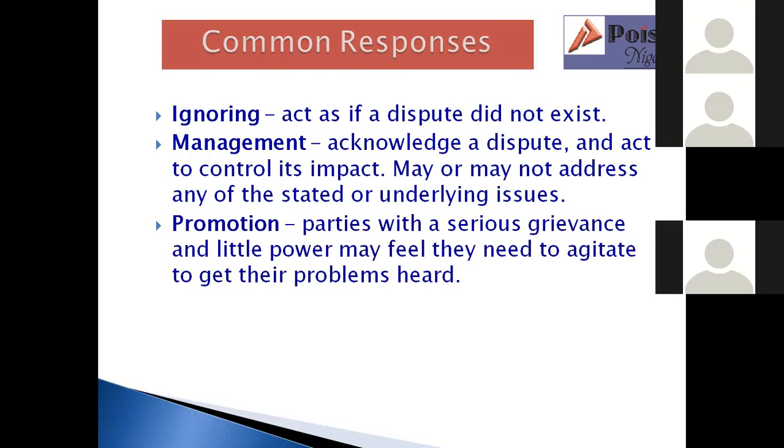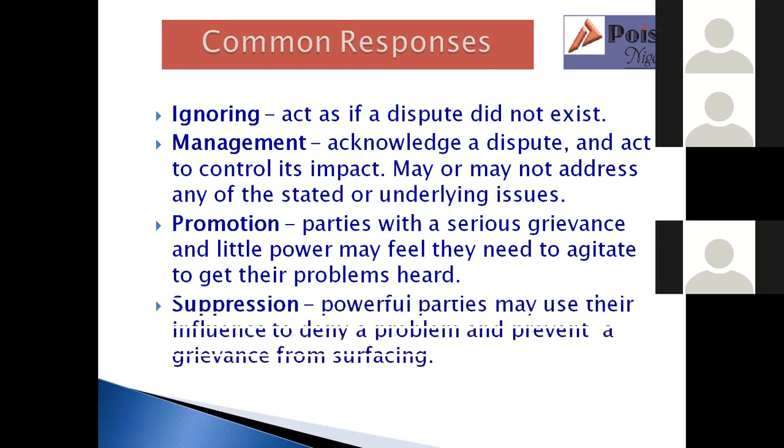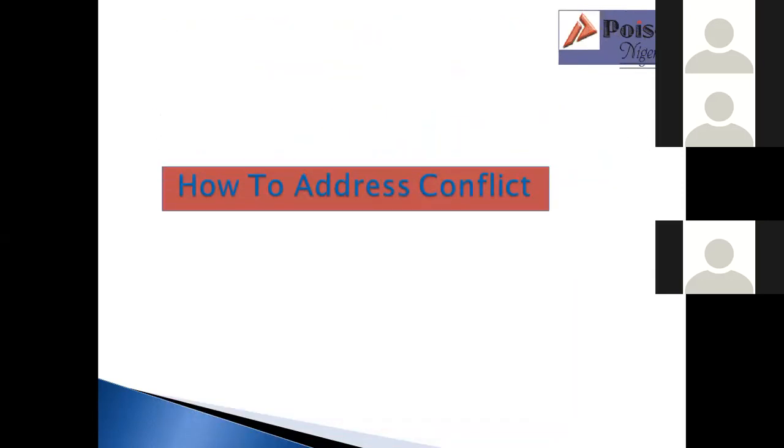Then we have promotion. People who promote they have serious grievances and little power, and they feel a need to agitate, okay, to get their voices heard. So they keep agitating until their voices are heard. And then we have suppression. People who are in position of authority, who have power, who have influence, suppress the conflict. They use their position to suppress the conflict and prevent it from surfacing. Suppression. These are some ways people respond to conflicts in the workplace.